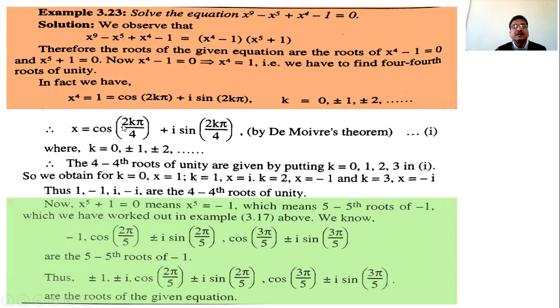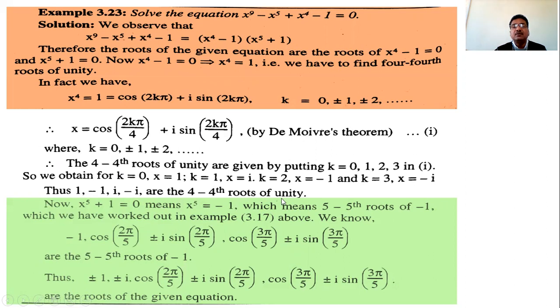Substitute k as 0, we get cos 0 plus i sin 0. Cos 0 is 1. Then substitute k as 1. Then we have 2π by 4, which means π by 2: cos π by 2 plus i sin π by 2. Cos π by 2 is 0, plus i sin π by 2, so we get the answer i. Then we also get the answers minus i and minus 1 if we substitute k as 2, 3.